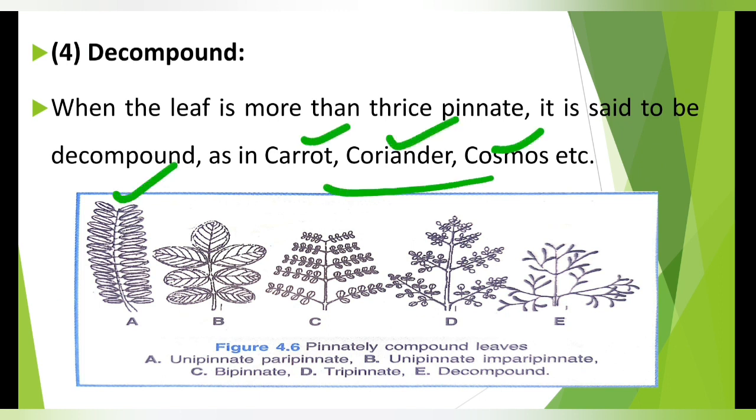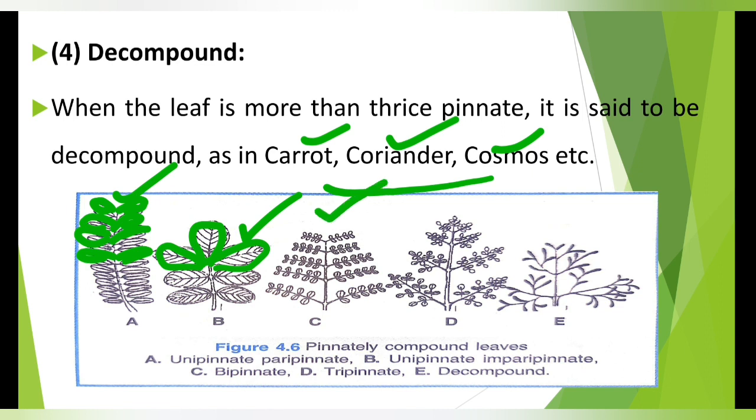So it is unipinnate, where the leaf axis bears many leaflets like this. So it is paripinnate because the terminal position has an even number of leaflets, 2 leaflets, so it is paripinnate. But this one is imparipinnate because the leaf terminal position contains 3 leaflets, which is an odd number, so it is imparipinnate.